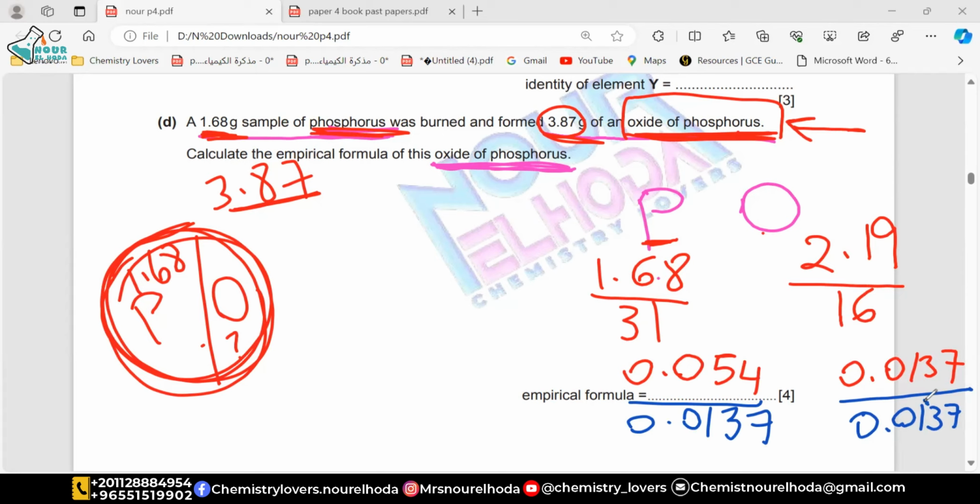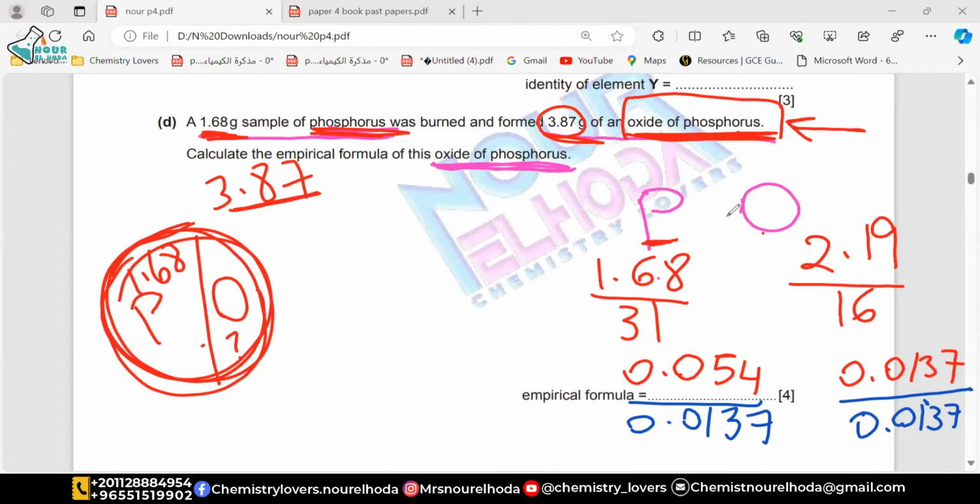So Arish, did you find it 4? Thank you. Are you sure? I don't think so. It was 1, it was 3. I think I need to calculate it, because some of you got 4 to 1 and some of you got 3 to 1. Let's do it. 0.054 divided by 0.0137 is 3.9, almost 4.